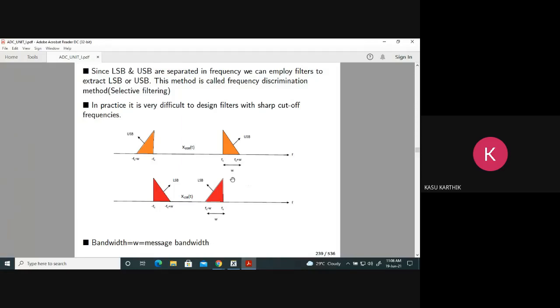But implementation will be very difficult. As I mentioned just now, we need ideal filters to separate the two sidebands.